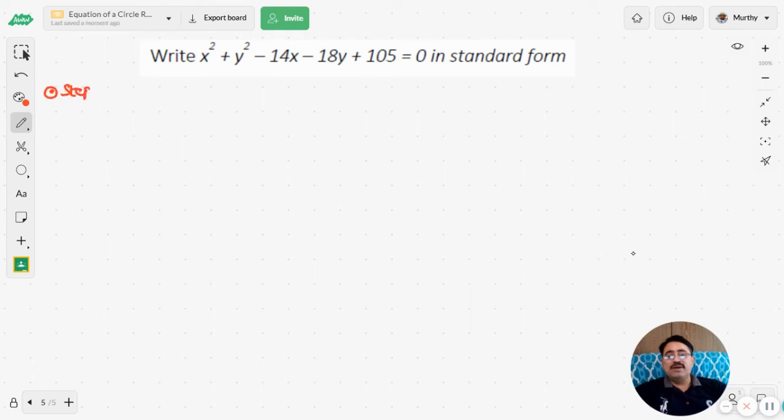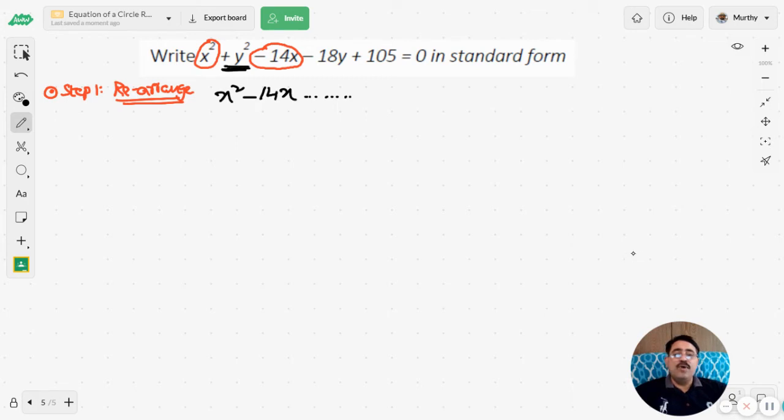First step is, you rearrange the given question in such a way that all the x terms are together. I see x square and negative 14x. So let me write them together. Therefore, x square subtract 14x. Please leave some gap to write another term, followed by the y values.